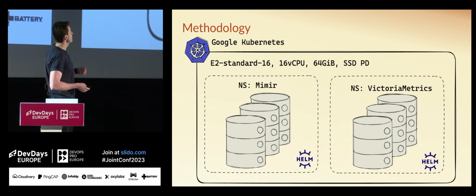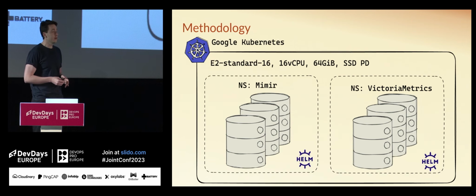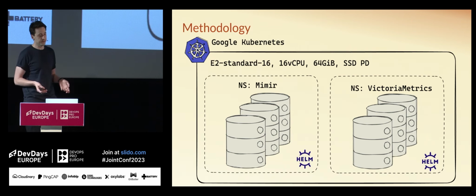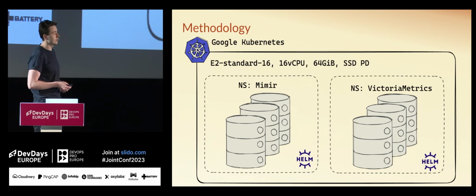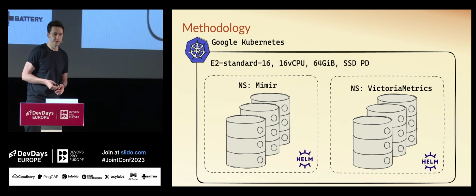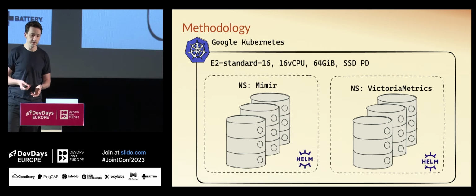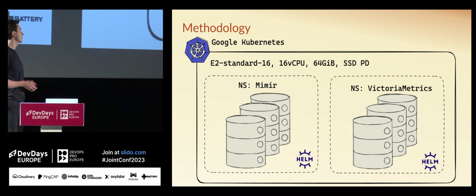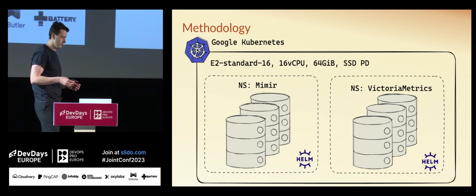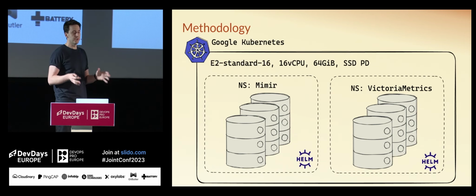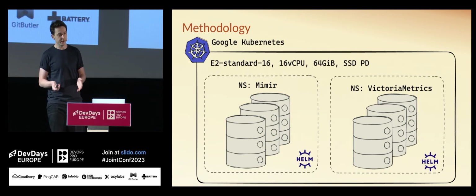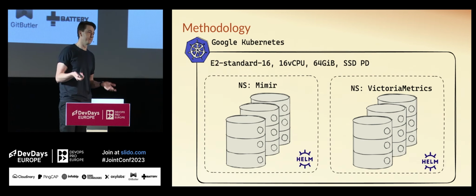We deployed Grafana Mimir and VictoriaMetrics using their original Helm charts into a Kubernetes engine, in different namespaces. This Kubernetes cluster was provisioned with E2 standard 16 Google instances, each with 16 CPU, 64 gigs, and SSDs. But there is another tricky question here. Since they have different sets of components with different resource usage profiles, we need to allocate resources between these components somehow.